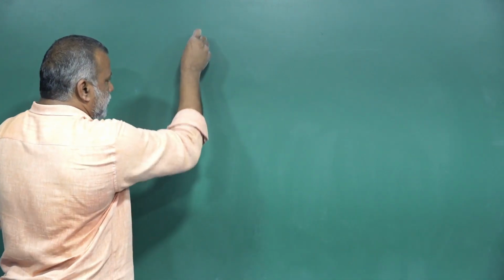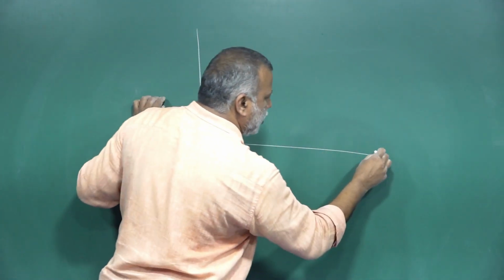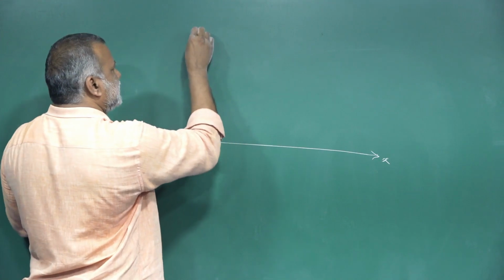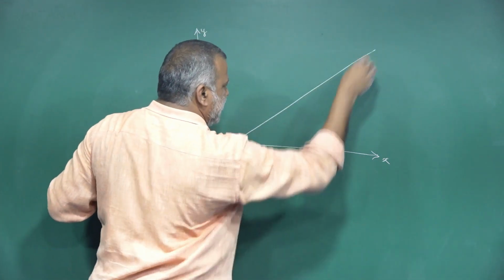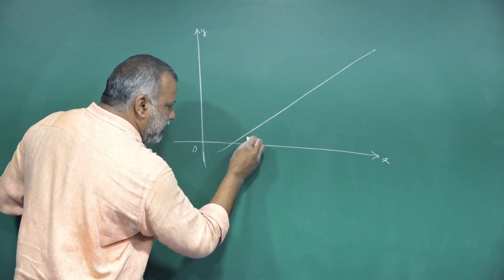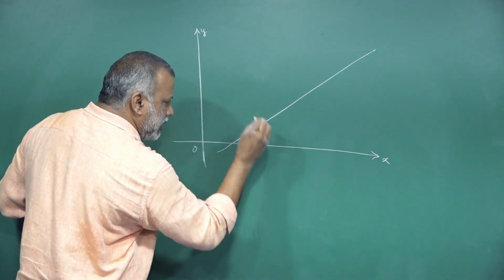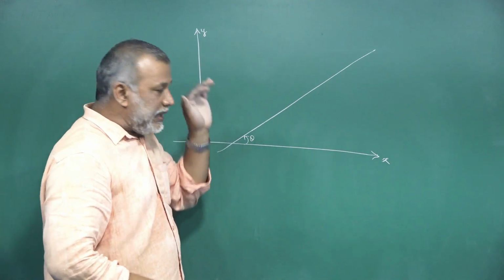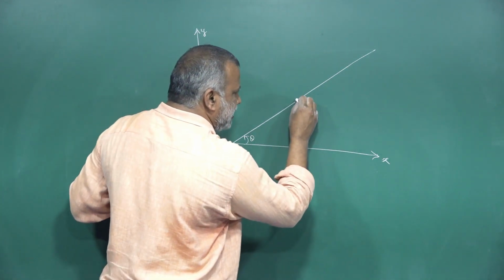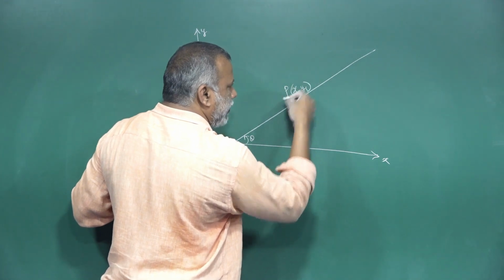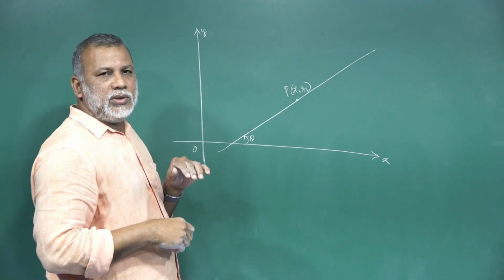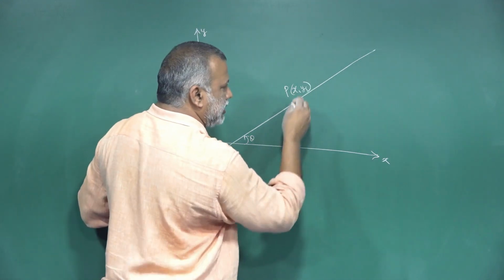Listen. We'll be taking the coordinate system, that is x-axis, y-axis, origin. I am drawing a straight line here. It makes an angle theta. In this line, I am selecting a point P of x1, y1. P of x1, y1 is a point on this line.